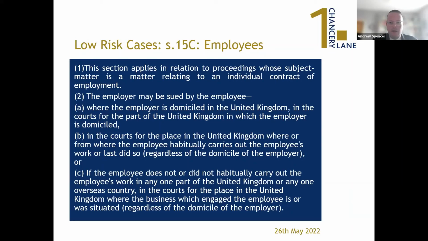The other category in section 15 of the Civil Jurisdiction and Judgments Act is employees. And I've put the section here up on the screen. This section applies when the claimant's employer is here, wherever the claimant is working, or if the claimant is working here, wherever the employer is based, or if you've got an employee who doesn't habitually carry out work in any one part of the United Kingdom or indeed in any one country, if they've been engaged through a business based here.